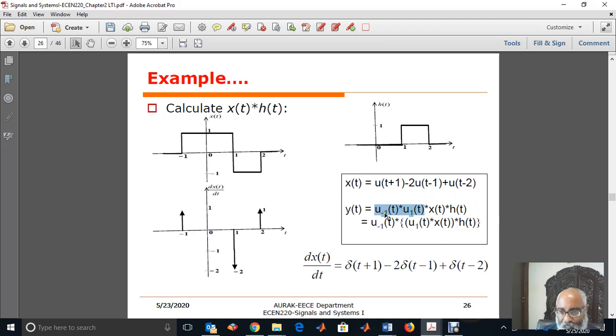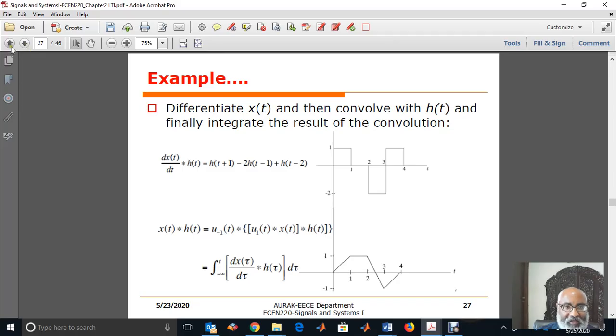So if you convolve an impulse with this convolution, x of t convolved with h of t, it will be x of t convolved with h of t. So it doesn't change the result. But it helps us. You see, now u minus 1 of t is here, convolved with u1 of t, convolved with x of t, convolved with h of t. All right?